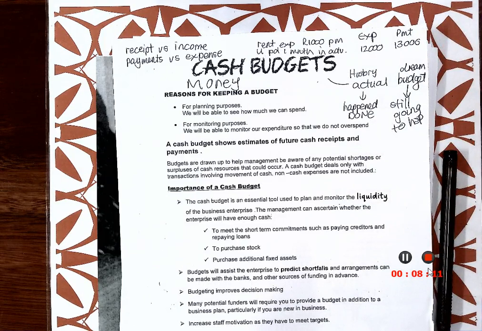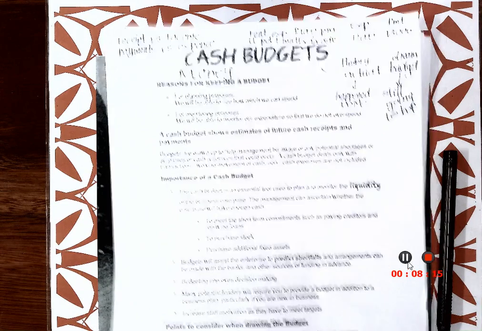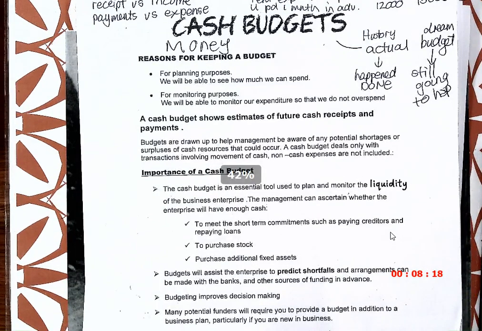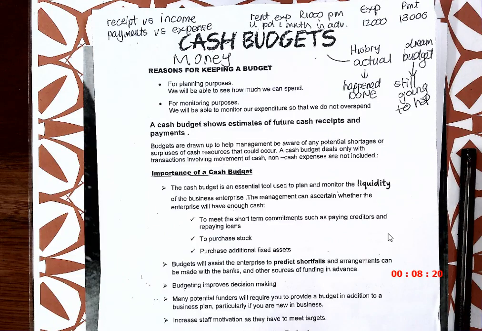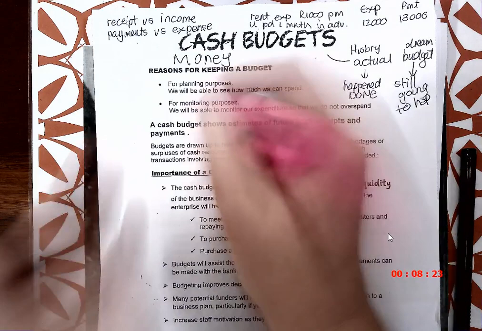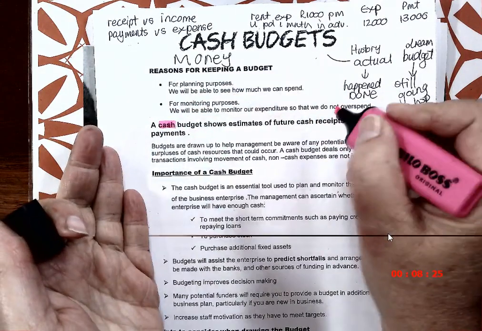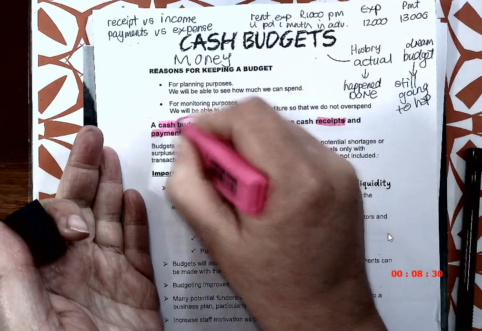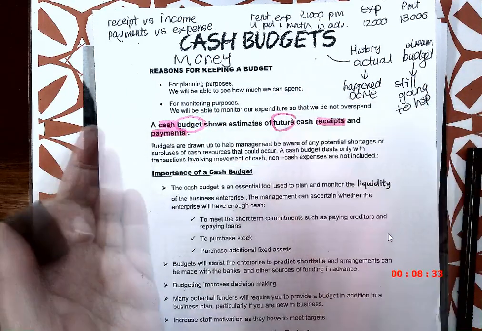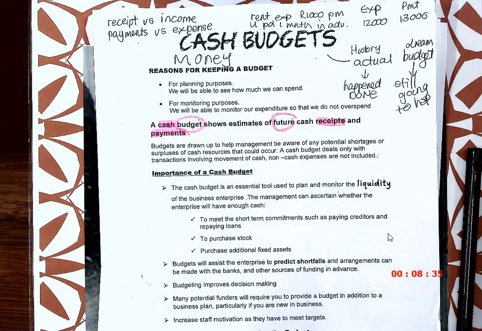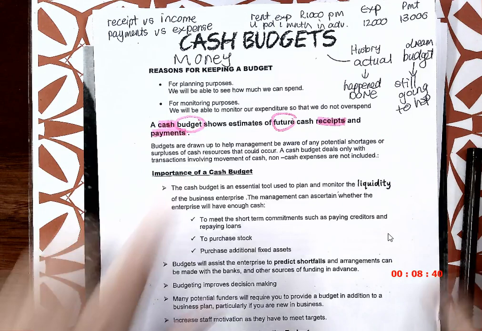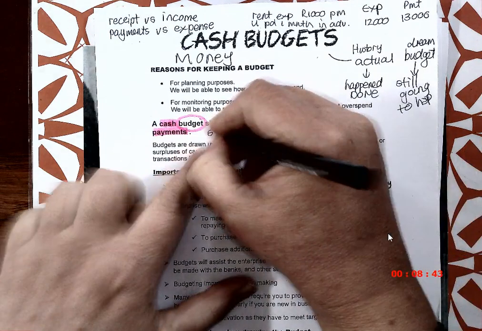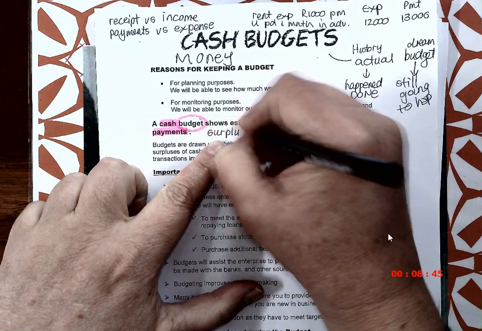Okay, so your standard question always says, what is a cash budget? The moment you see the word cash, you're going to use the words receipts and payments. And the moment you see the word budget, you're going to say future. Budget goes with future. Cash goes with receipts and payments. And we talk about surpluses and deficits.